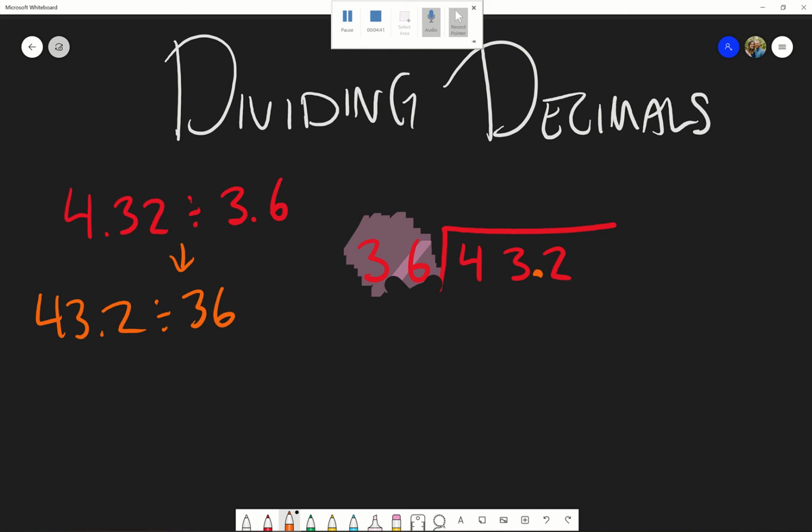All right. Now, once I don't have any decimals on my outside number, I want to take my inside decimal, move it straight up, and then forget about it. I'm not going to deal with that decimal anymore. That's just going to be for my answer. I don't have to do anything else with it.